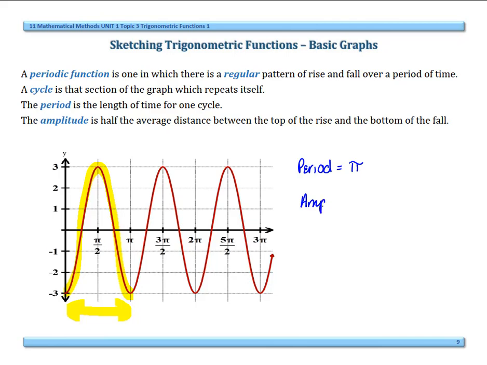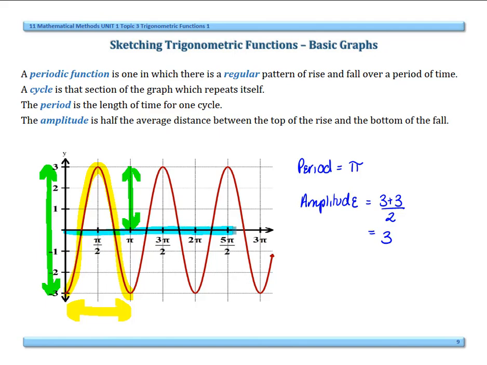The amplitude, you can see that the graph goes between -3 and 3. So the amplitude is 3 plus 3 divided by 2, which is 3. Alternatively, you can think about it as being the distance between the midline and the top. Okay, so you can see this middle line through the graph.